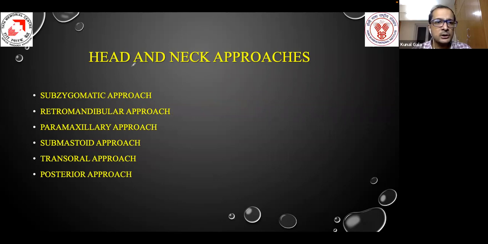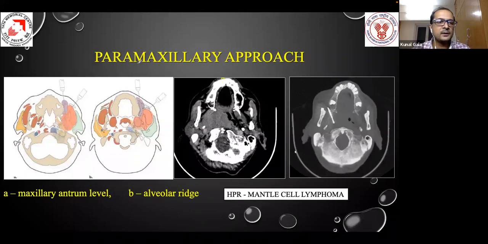So there are various approaches for head and neck biopsy, right from subzygomatic, submandibular, paramaxillary, submastoid, a transoral approach for C1, C2, and a posterior approach for the cervical biopsy. These last two are generally for cervical bone biopsy, whereas the rest of the approaches are for soft tissue biopsy. So this is one of the paramaxillary approaches. If the lesion is located in the parapharyngeal space, one can use a paramaxillary, that is anterolateral, approach and go into the parapharyngeal space, and this turned out to be mantle cell lymphoma.